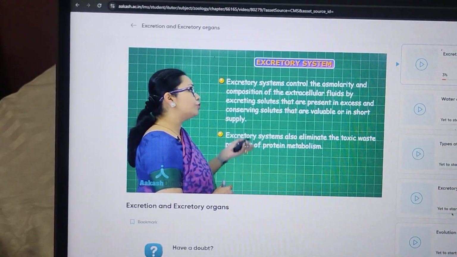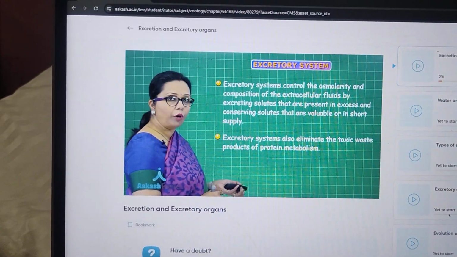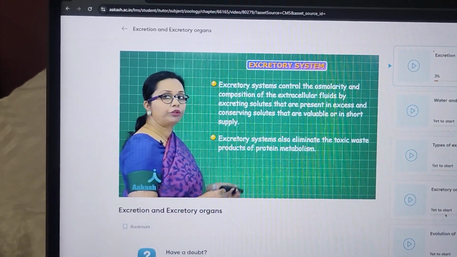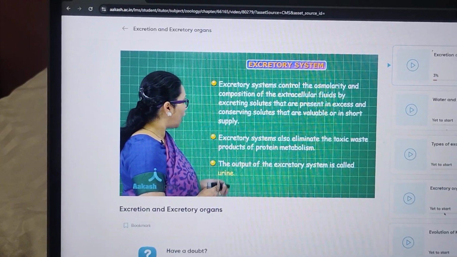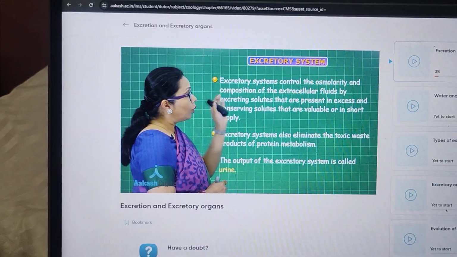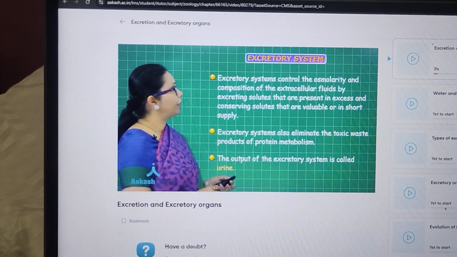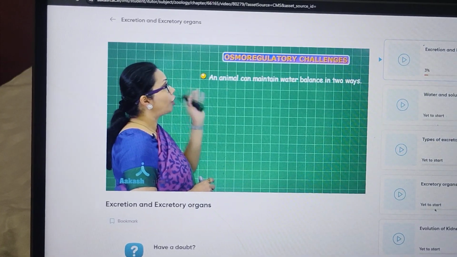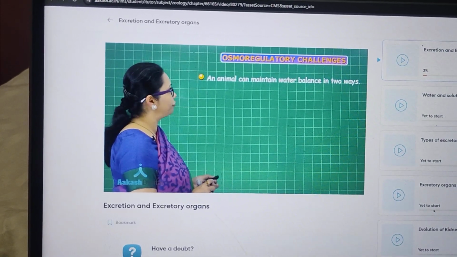Now excretory systems of course also eliminate the toxic waste products of protein metabolism, and not only protein but also nucleic acid metabolism. The output of the excretory system is called urine. Now, the first part of the topic that we are going to take up is osmoregulation, and what are the various osmoregulatory challenges that an animal has to face.